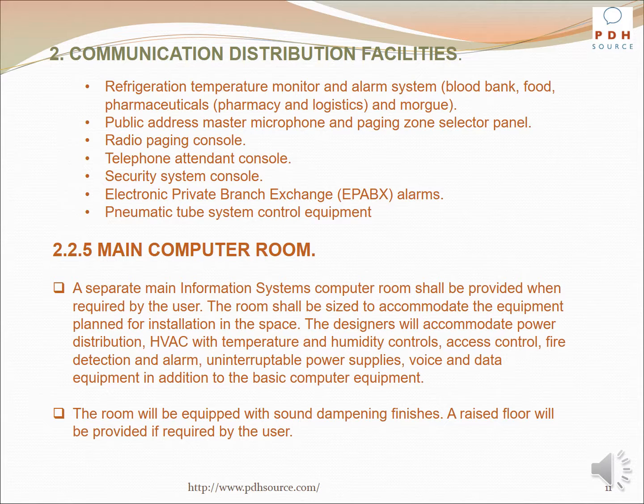A separate main information systems computer room shall be provided when required by the user. The room shall be sized to accommodate the equipment planned for installation in the space. The designers will accommodate power distribution, HVAC with temperature and humidity controls, access control, fire detection and alarm, uninterruptible power supplies, voice and data equipment, in addition to the basic computer equipment. The room will be equipped with sound dampening finishes. A raised floor will be provided if required by the user.